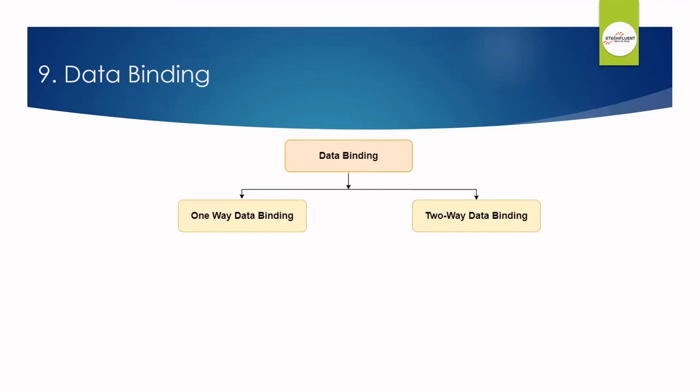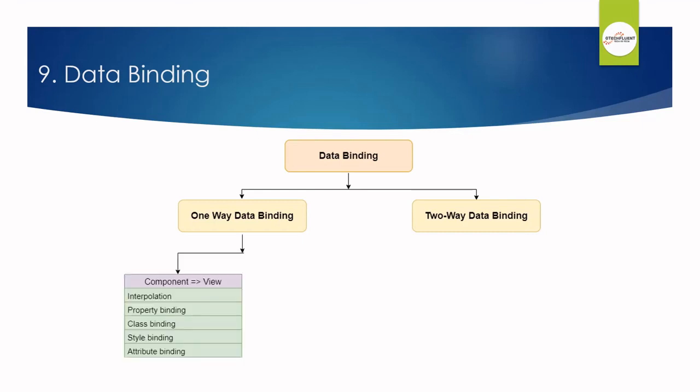In Angular, we have one-way data binding from component to view. It includes string interpolation, property binding, class binding, style binding, and attribute binding. And another type is from view to component, that is event binding. So these are the two types of one-way data binding. We will discuss this in detail in our upcoming videos.